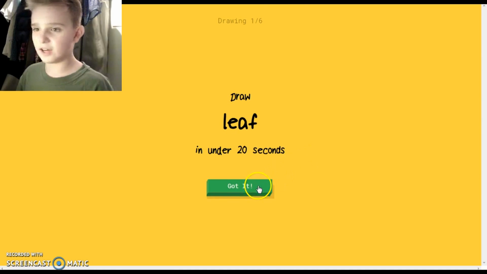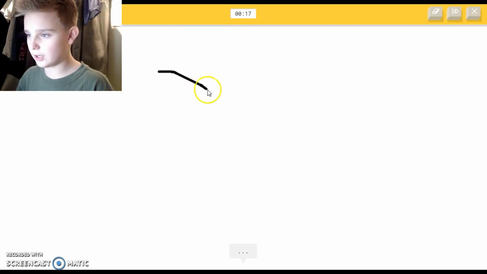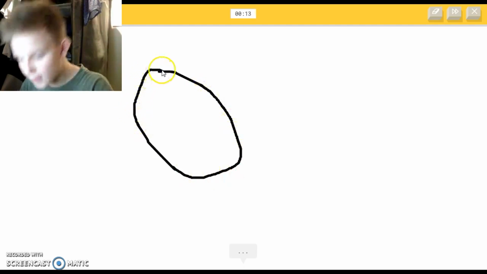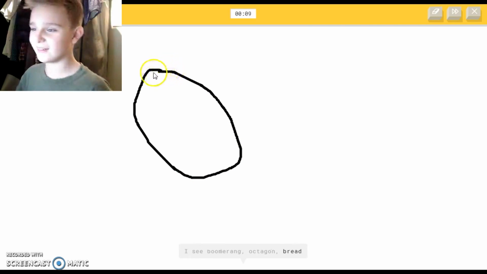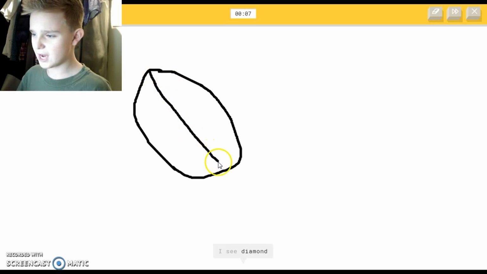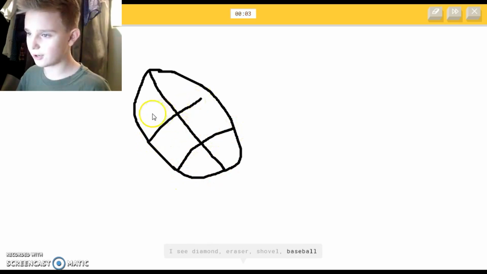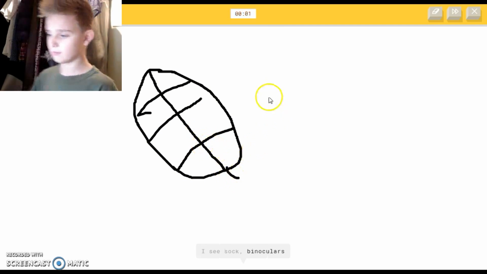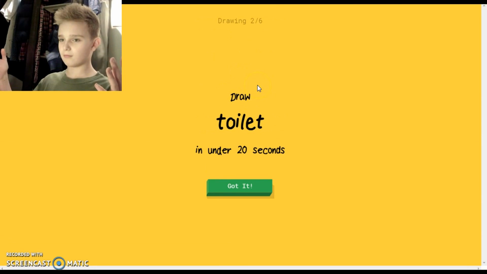Okay, let's draw a leaf, guys. Okay, okay. So I need to do the round bit. Oh, hang on, my sound isn't up. I see boomerang. Or octagon. Or bread. I see diamond. Or eraser. Patterns. Or shovel. Or baseball. Oh, no. I forgot how to time it. Or binoculars. Or sandwich. Sorry, I couldn't guess it.